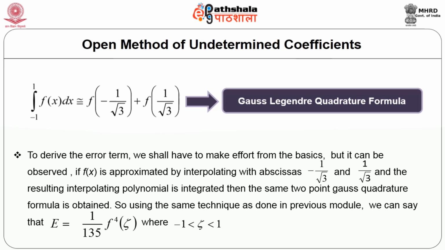We are omitting, for the sake of brevity, the derivation of it. It gives 1 by 135 into the 4th derivative at the point psi. It is expected to have the 4th derivative because we assume that this gives the correct result for polynomials of degree less than or equal to 3. In a similar fashion, let us derive the integration formula when n is equal to 3.